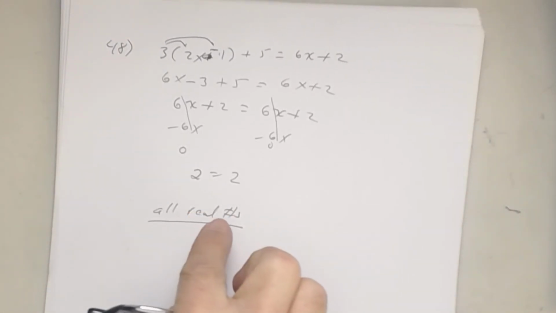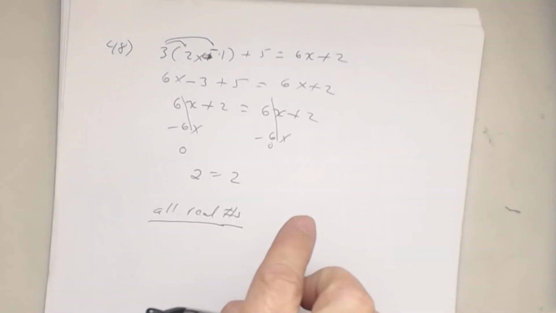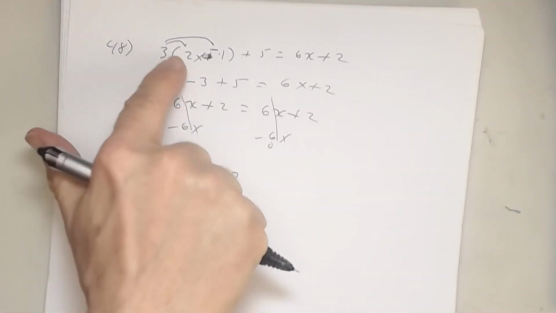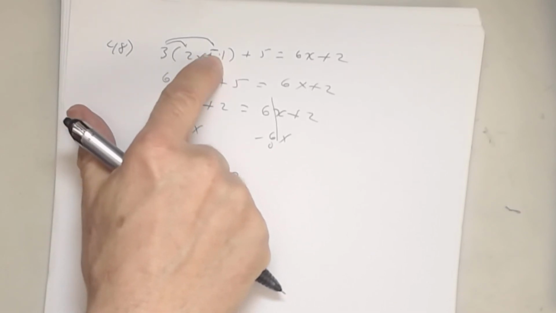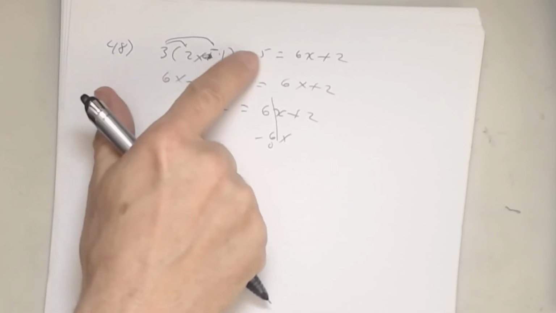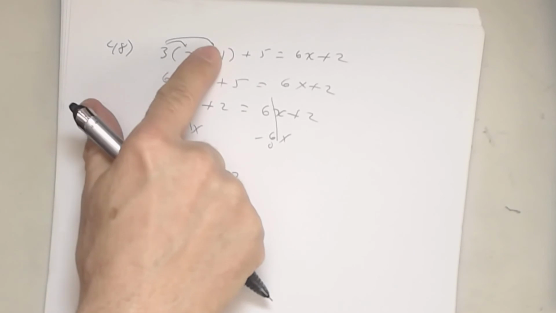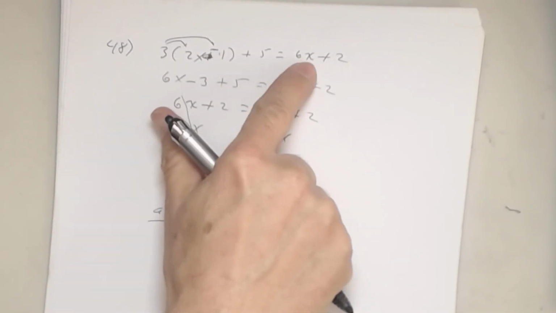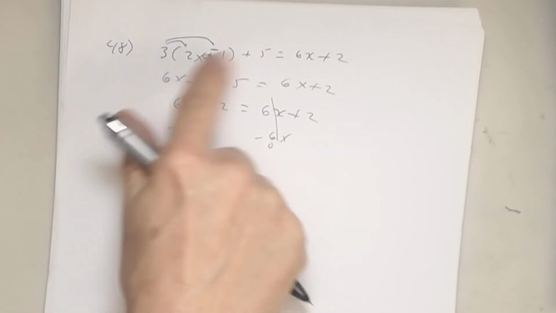All right, so watch. Let's pick 5. Let's say 5 is a solution. Let's check 5. Go back to the original. What's 2 times 5? 10. What's 10 minus 1? 9. What's 9 times 3? 27. What's 27 plus 5? 32. All right, so the left side's 32, right? What's 6 times 5? 30. And what's 30 plus 2? 32. So left equals right.